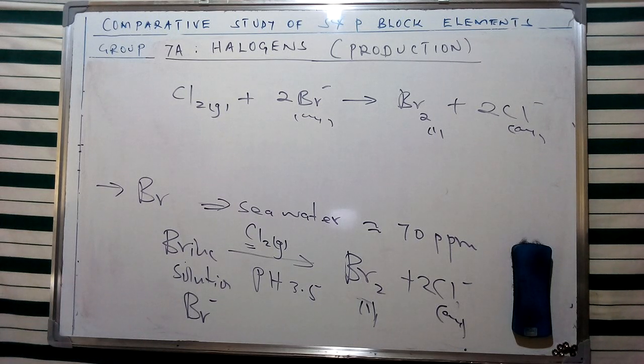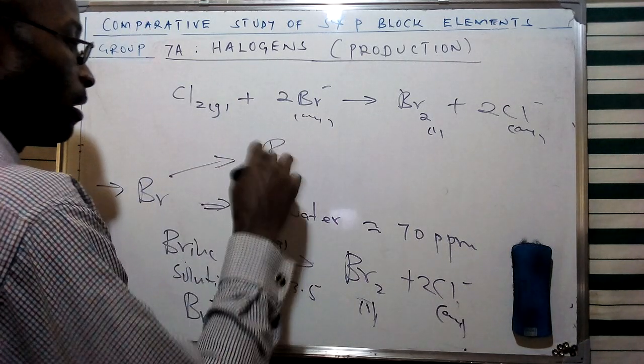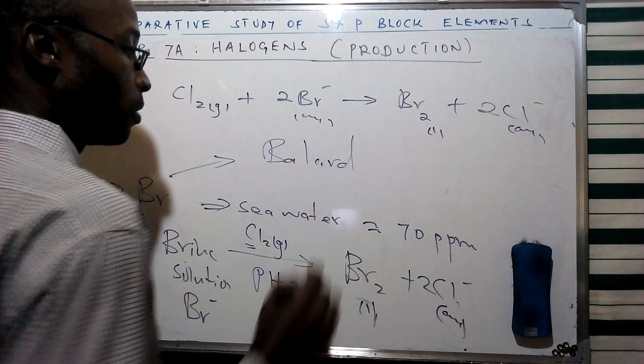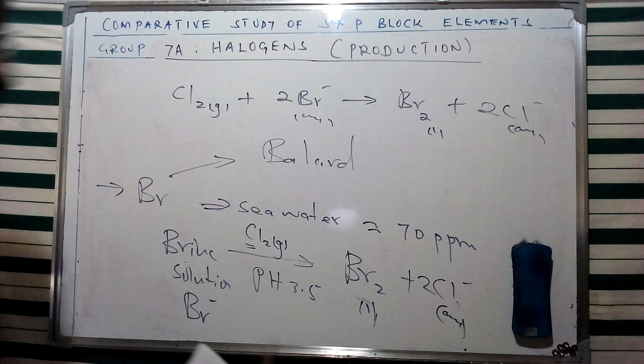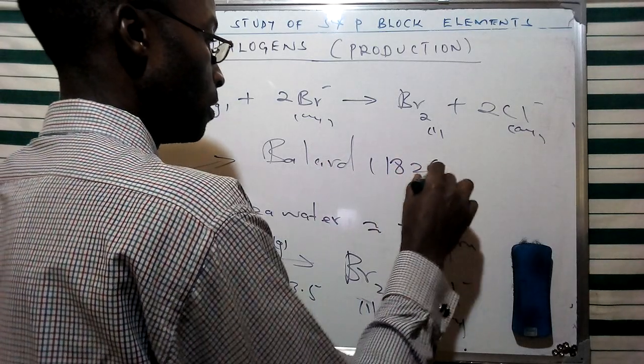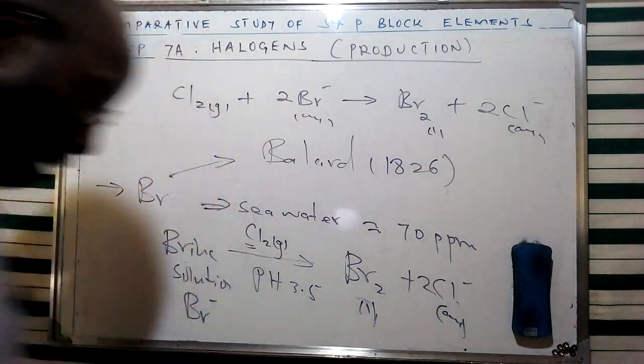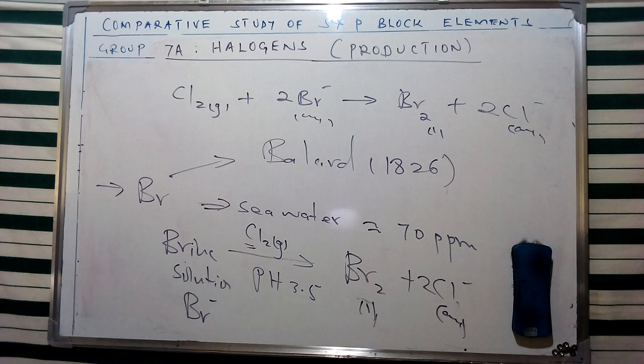Now, there are various ways in which we are going to obtain different compounds. And of course, this bromine was isolated by Balard, and that was around 1826. So our next element is of course the element iodine.